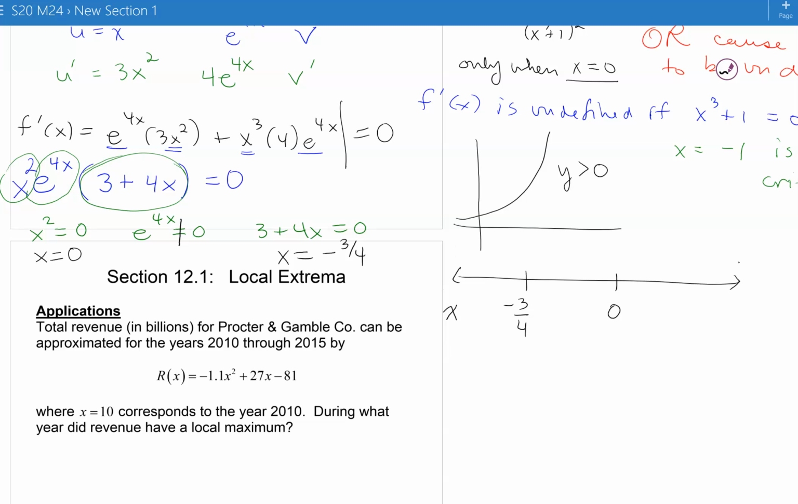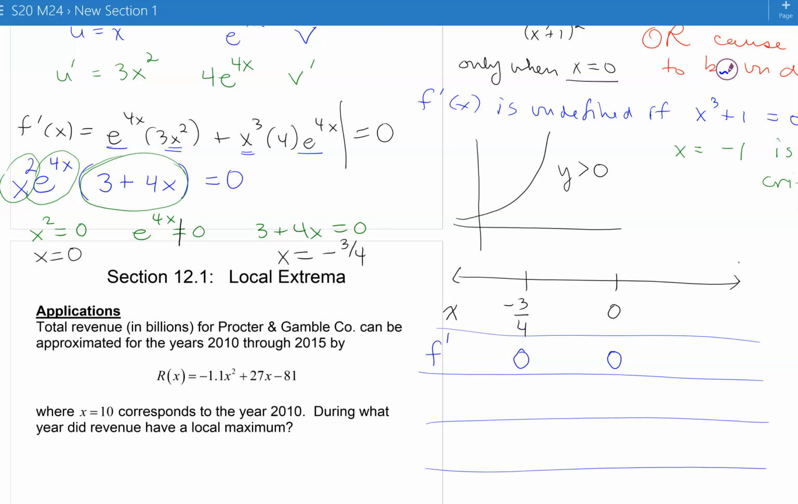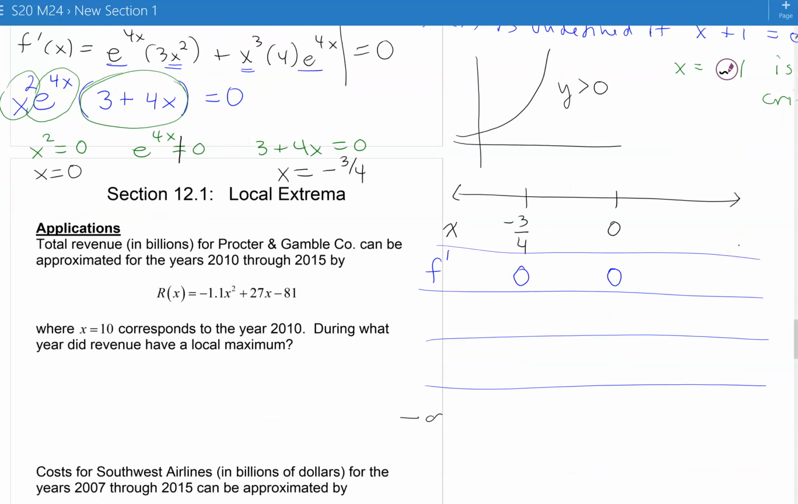So these are x values. And when x is negative 3/4, the derivative is 0. And when x is 0, the derivative is 0. So then let's find what the derivative is in each of these three intervals. So from negative infinity to negative 3/4, I would pick my favorite, negative 10.